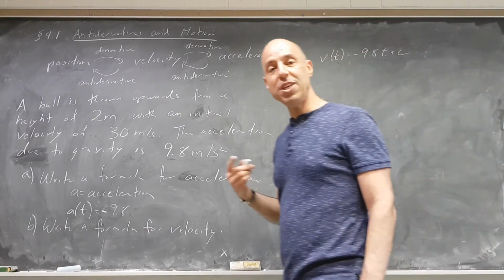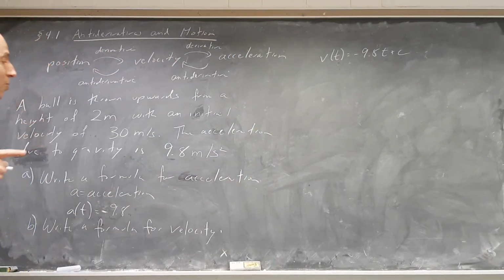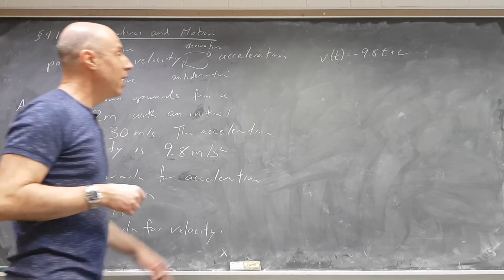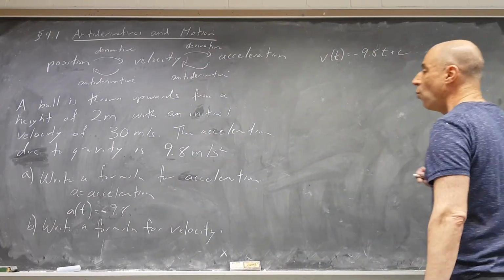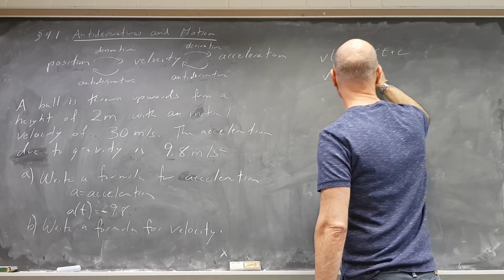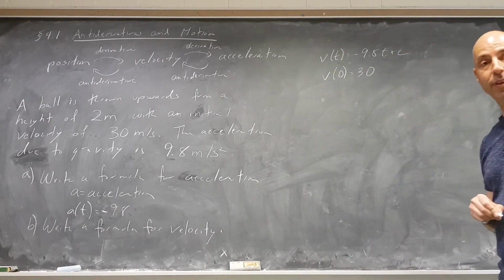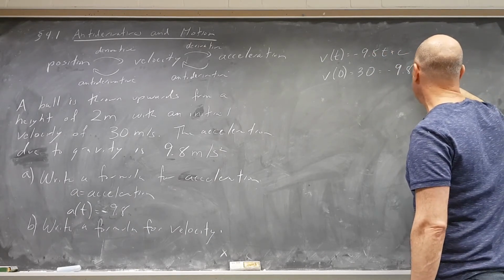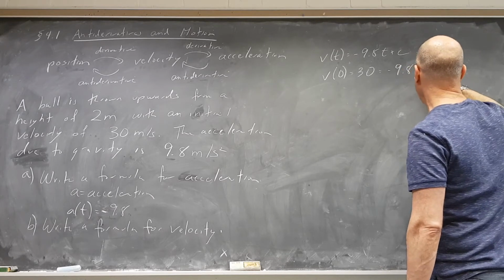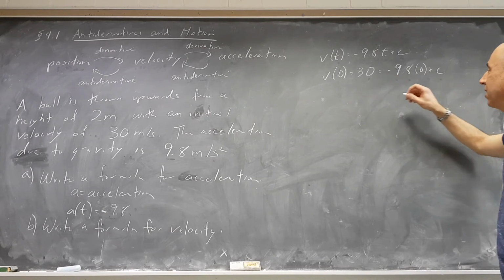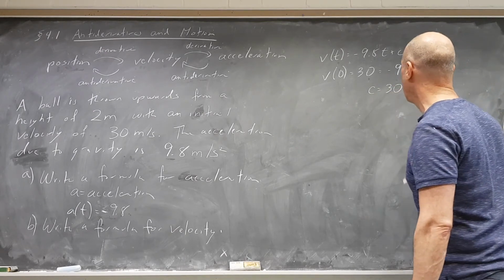So we don't end up with constants when we're taking derivatives, but we do end up with constants when we're taking antiderivatives. And now, in this example, I want to show you what those things mean. How can we figure out what this constant is? We're told in the problem that our velocity at time 0 is equal to 30. But according to our formula, that's equal to minus 9.8 times 0 plus c. So 30 is equal to 0 plus c. So c in this case equals 30.